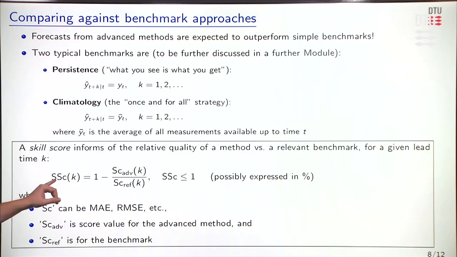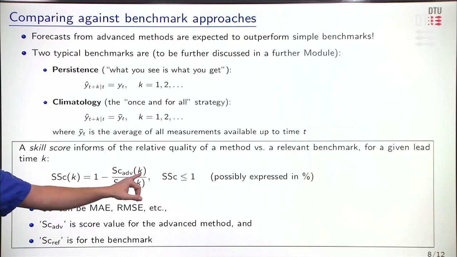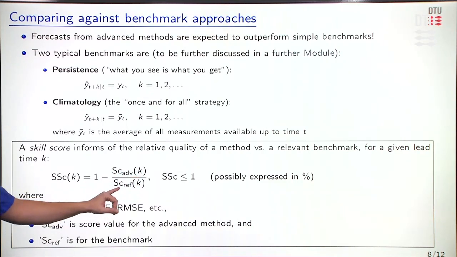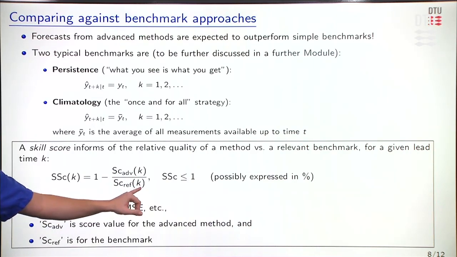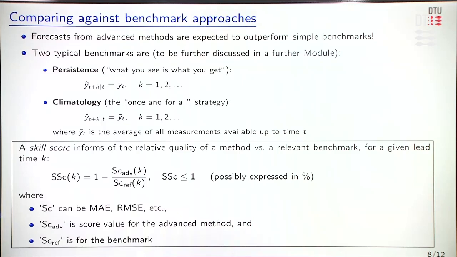A skill score can be written in this way. So SSC, for skill score, for a given lead time k is going to be equal to 1 minus the score of your advanced approach for the lead time k divided by the score of your reference approach or benchmark for lead time k. The skill score will always be less or equal to 1, and if you were to multiply by 100, it would be expressed in percent.